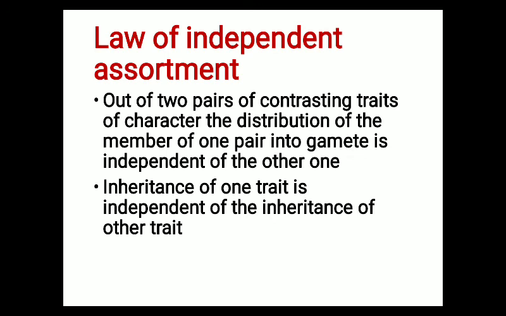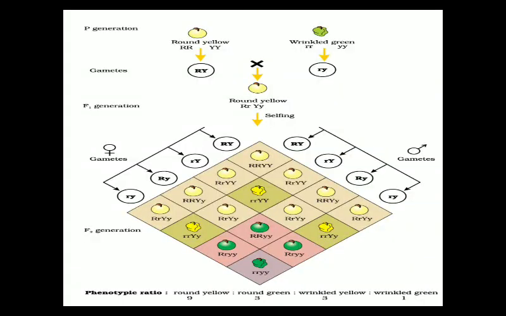So the law of independent assortment can be defined as: out of two pairs of contrasting traits of character, the distribution of the member of one pair into gamete is independent of the other one. Or we can also define this law as: inheritance of one trait is independent of the inheritance of other trait. The law of independent assortment is based on dihybrid cross.